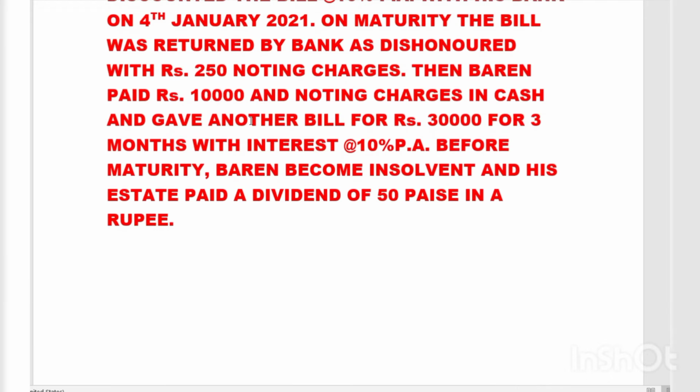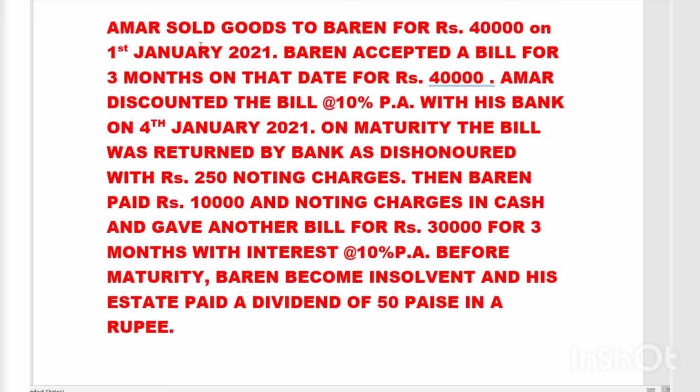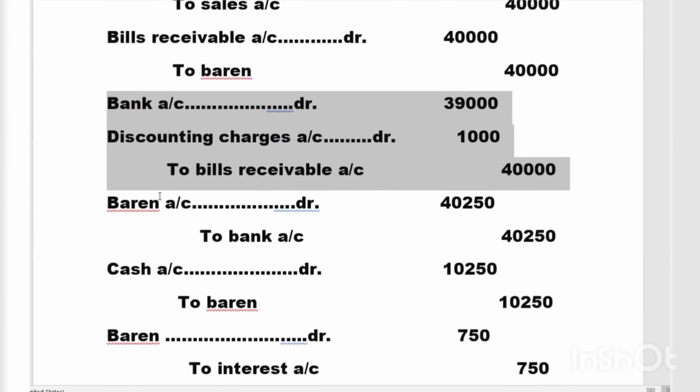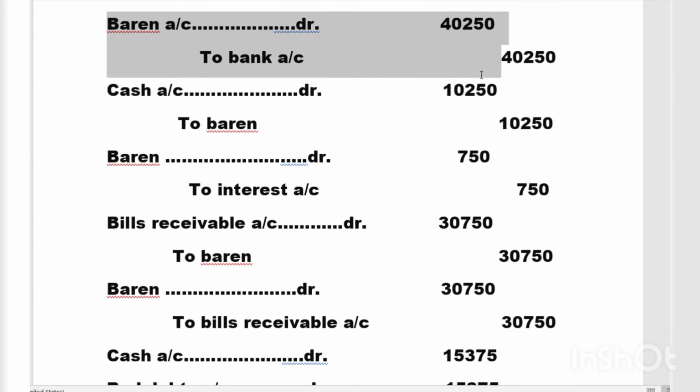After that, what is happening? On the due date, on maturity, the bill was returned by the bank as dishonored with rupees 250 as noting charges. So the bill was dishonored on the due date, and the bank is returning the bill. So what is the entry for that dishonor of bill on maturity date?